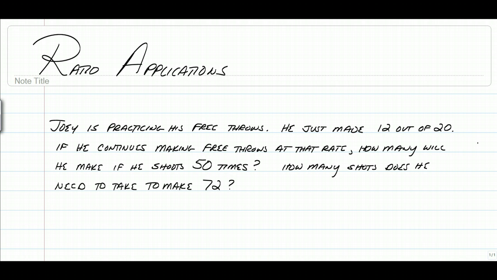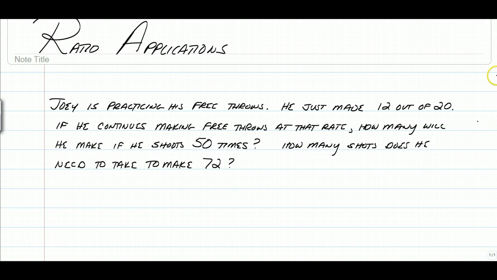To do that, I always like to set up what I like to call a word ratio, and we're just going to call this the number of shots that he makes over the number of shots that he takes. Now when you're solving ratio, application, or proportion problems, you want to make sure that you keep a very consistent ratio. So we know that he makes 12 out of 20.